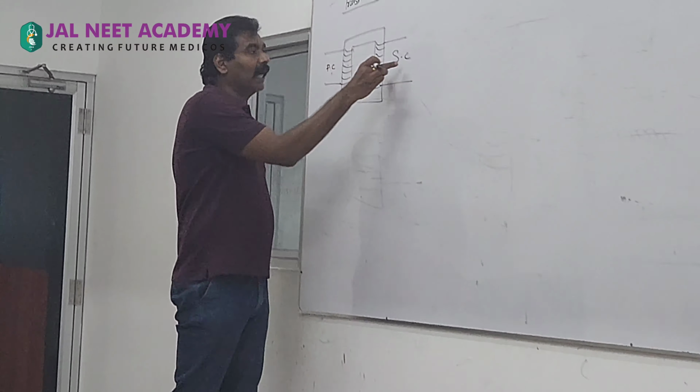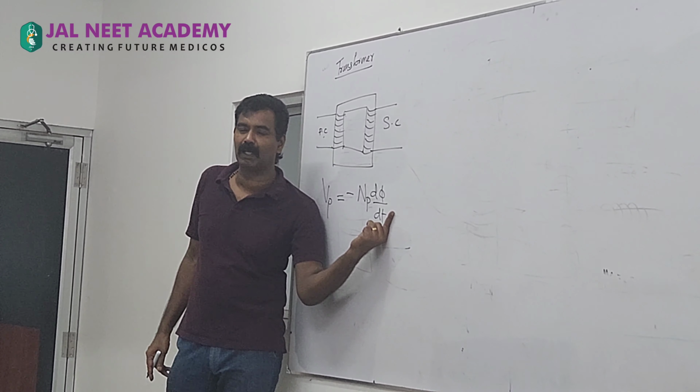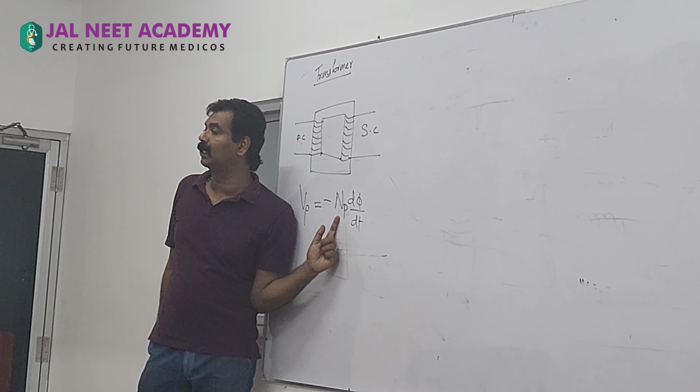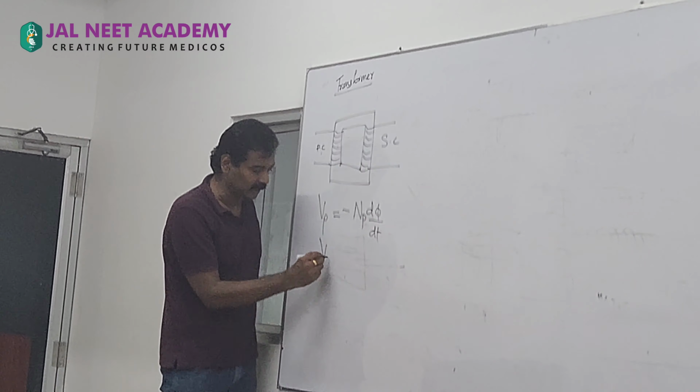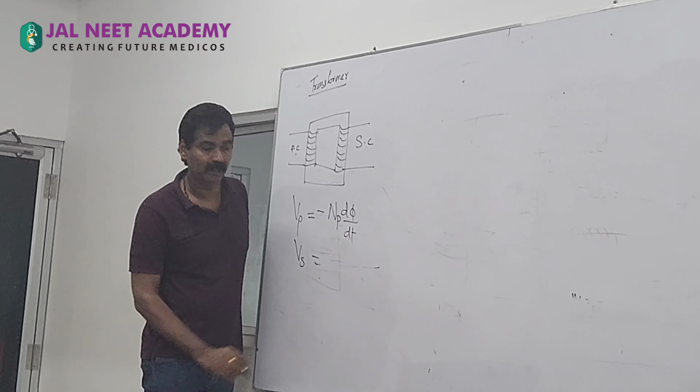The voltage in the primary coil is equal to minus the number of turns in the primary into d phi by dt, where d phi by dt is the rate of change of flux in a single turn. The primary coil has N turns, so multiplying the rate of change of flux in one turn by the number of turns gives the total EMF. The voltage in the secondary is equal to the number of turns in the secondary into d phi by dt.